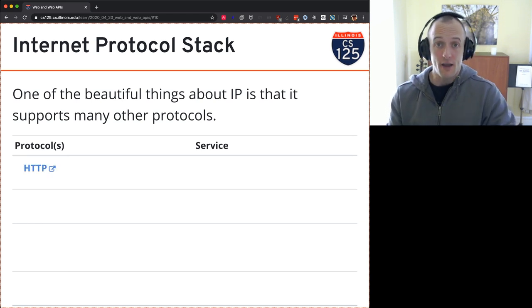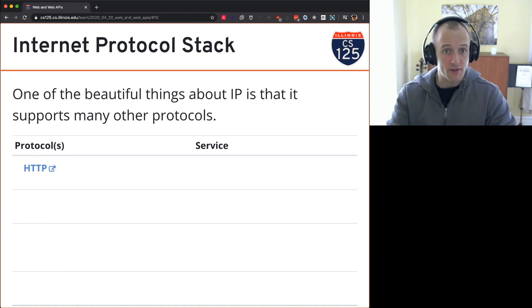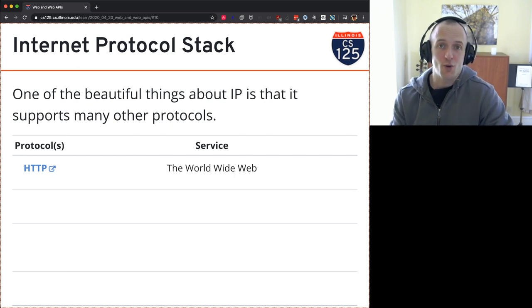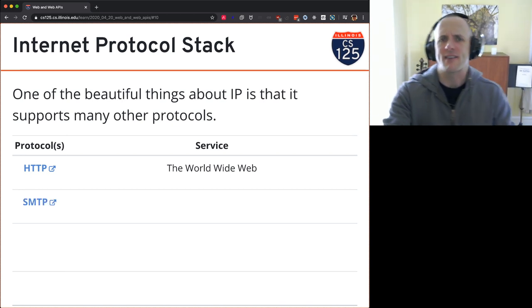HTTP, this is the protocol that you've probably familiarized yourself with. This is associated with the World Wide Web. This is a protocol that we'll talk about a little bit more in just a minute. This is the Hypertext Transfer Protocol. But what about this guy, SMTP?